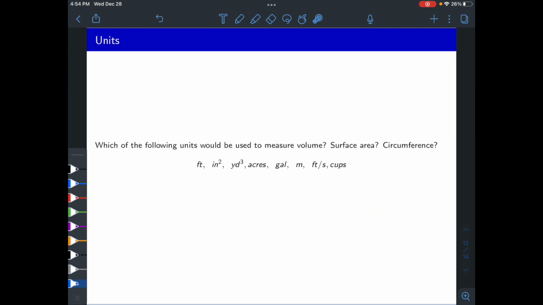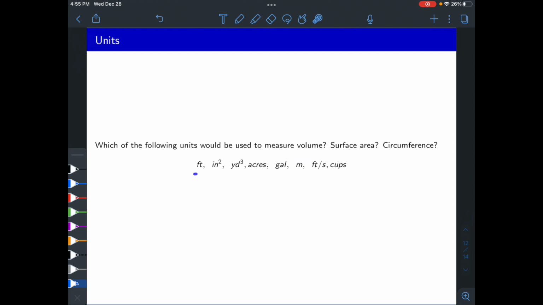All right, here's a question for you. Which of the following units would be used to measure volume, which would be used to measure surface area, and which would be used to measure circumference? So maybe pause and think about it. There will be multiple answers for some of these, and then I'll see if you get the same thing as me.